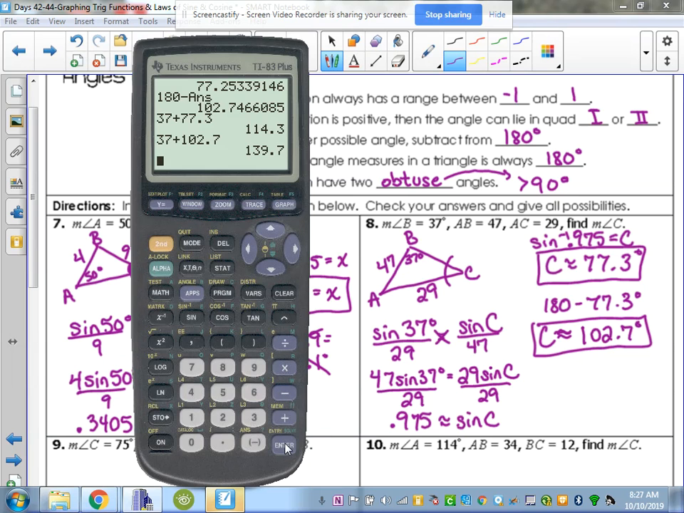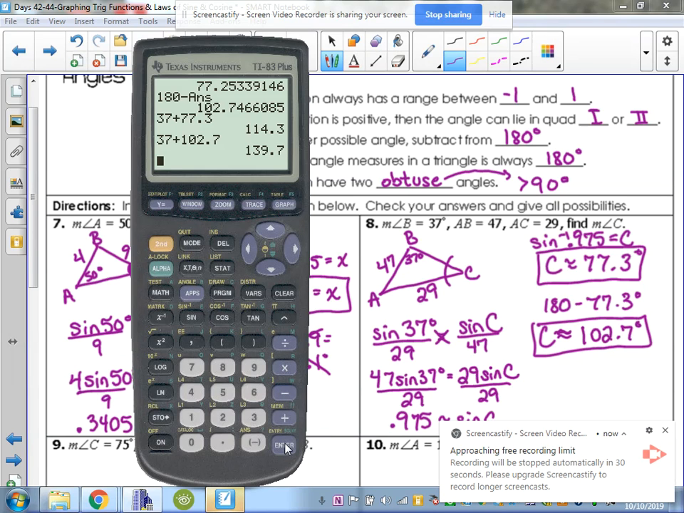Let's check and make sure that it works with the information that we're given. Both of these angles are bigger than 37 degrees. And the side across from that angle is bigger than 29. So the question is, is it the biggest side in the triangle, or is it the middle side? We don't know with the information that we're given, but both of those fit within that case.